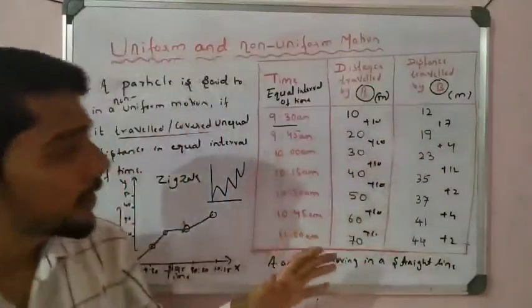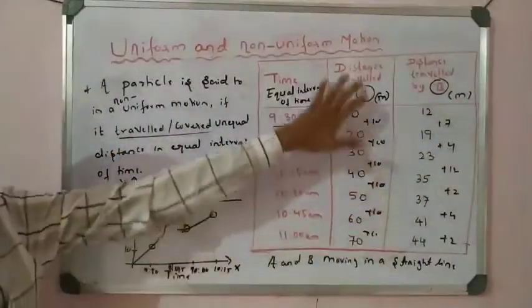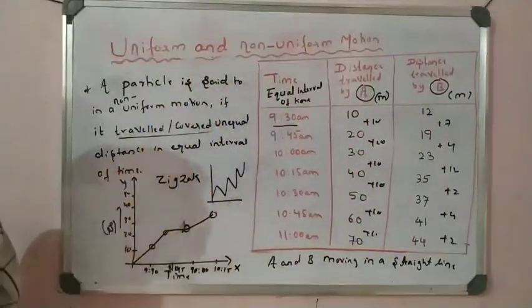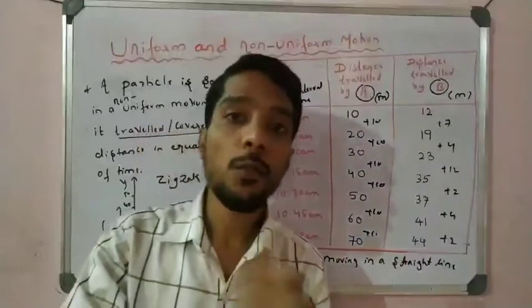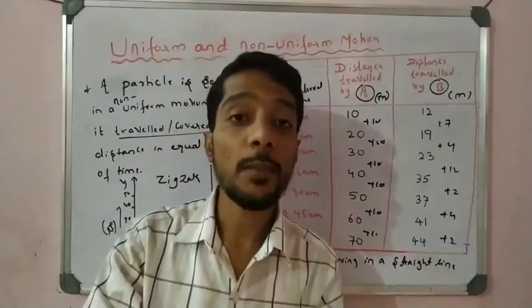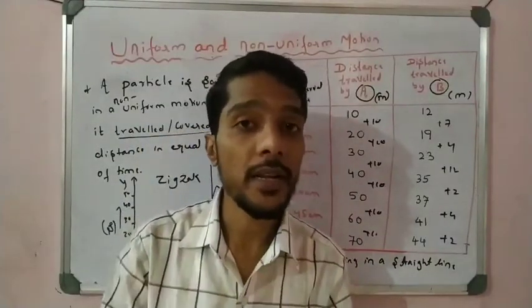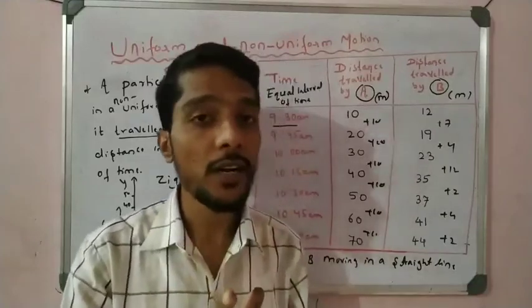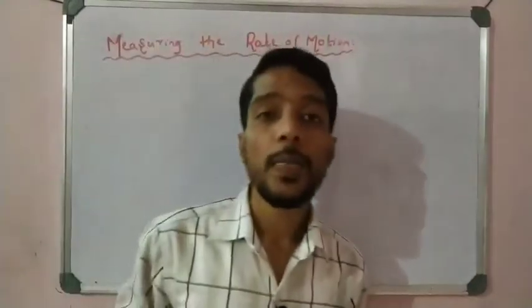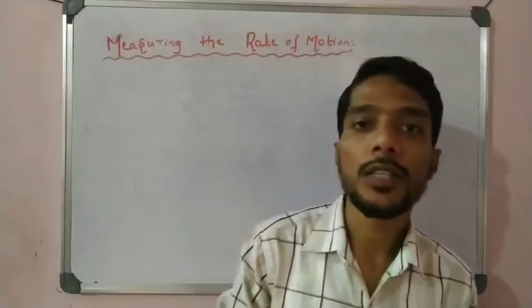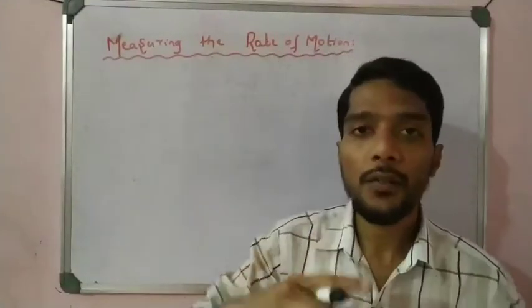Please pause the video and make this table with all the definitions, and come to the next important concept, that is rate of motion. Rate of motion describes how fast something moves, and we call it speed and velocity. So let us start that concept. Now take another concept, about describing the rate of motion.